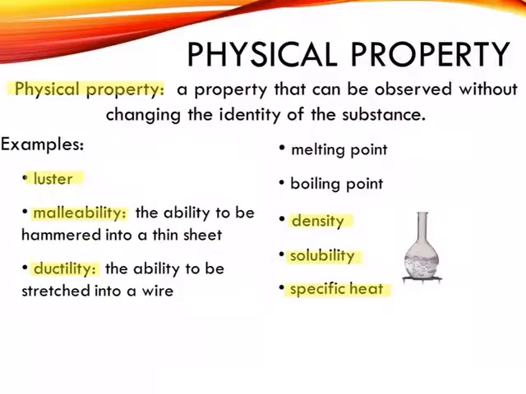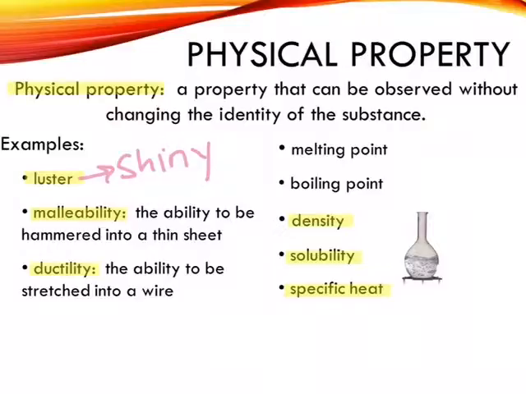Physical properties are properties that can be observed without changing the identity of the substance. So that means that you can notice these things without changing them into something else. Examples of this are luster, which is another word for shininess. Metals have luster.